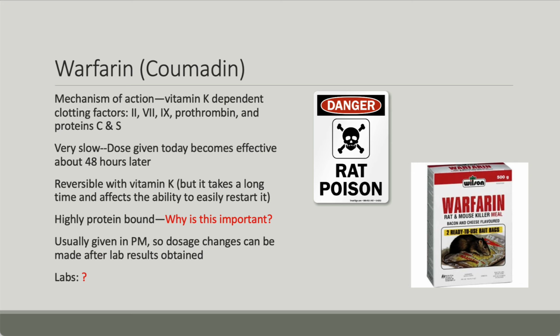We usually give warfarin in the evening so that we can change the dose based on the morning labs. This is easy in the hospital, of course, but when the patient goes home, they'll get their blood drawn in the morning. The lab won't have it done until later in the afternoon, and that's when we call the patient and tell them what their dose for tonight will be. So usually we give Coumadin or warfarin at night.